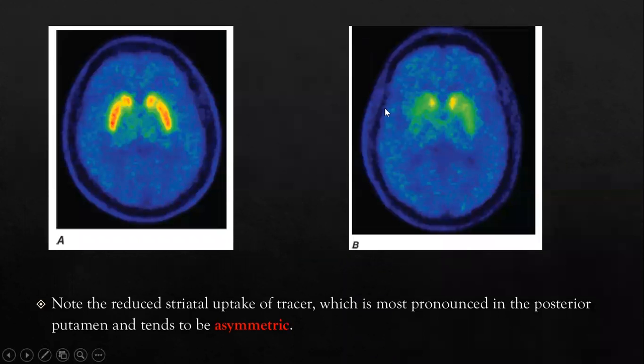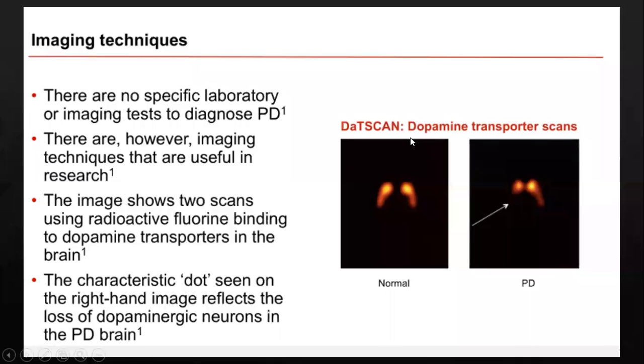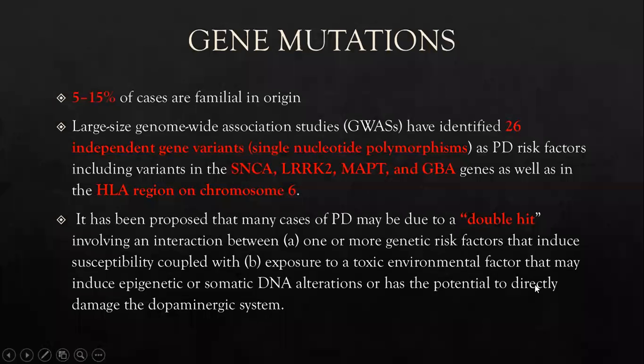So there is a reduced striatal uptake of a tracer in the PET scan, which is most pronounced in the posterior putamen and tends to be asymmetric. Asymmetry is a very important feature in Parkinson's. Another imaging study includes dopamine transporter scans. Here we are able to see reduced uptake, and a dot sign is seen in these dopamine transporter scans, suggestive of Parkinson's. So coming to the gene mutations involved in Parkinson's, 5 to 15% of cases are familial in origin.